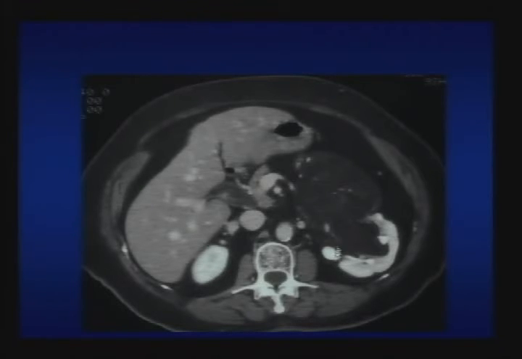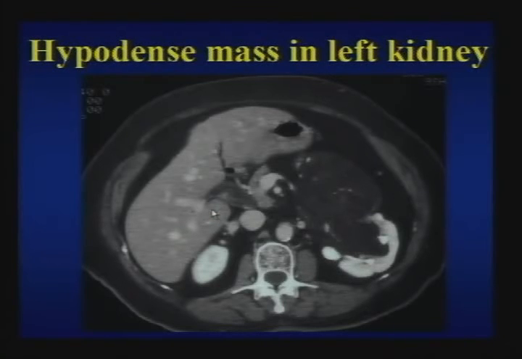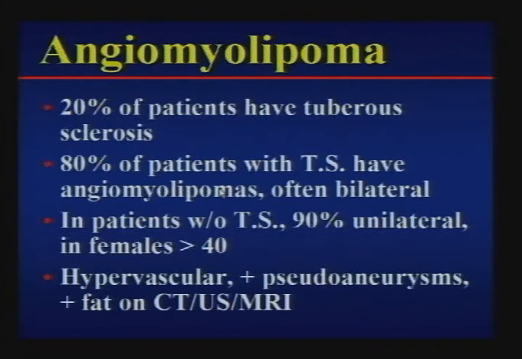Okay, next case, we see a hypodense mass in the left kidney. This one's pretty straightforward. Angiomyolipoma, more common in patients with tuberous sclerosis, in which case they're bilateral, but middle-aged women are the other peak. They're hypervascular, have pseudoaneurysms. I actually, in one hospital, saw a woman, didn't see her personally, but we had a case of a woman who actually bled to death when one of these things ruptured.